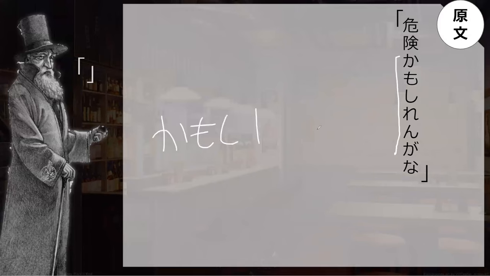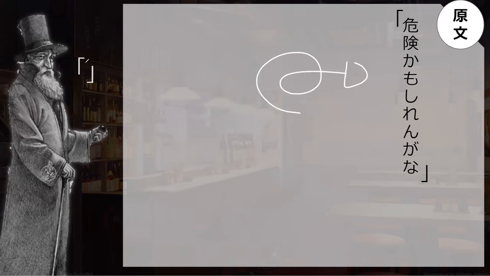Na no da ga. However. You know what kamoshirenai means? Kamoshirenai is maybe. Perfect. So possibly. So let's go read. What does the old man continue to say after he interrupted himself? He said, "Kiken kamoshirenai." He's saying to himself, "It's possibly dangerous, perhaps."